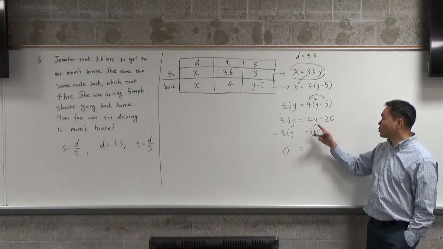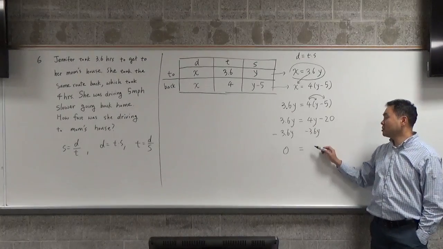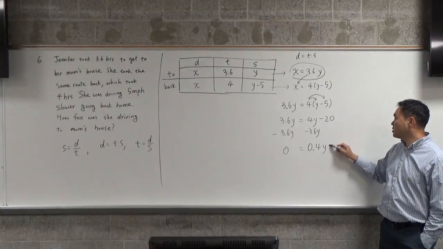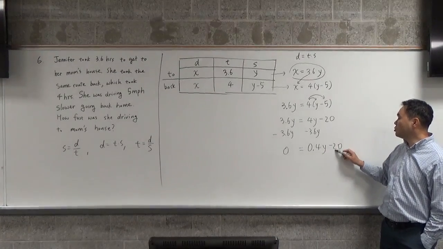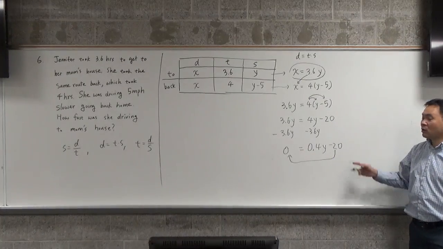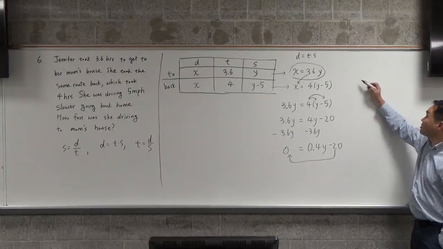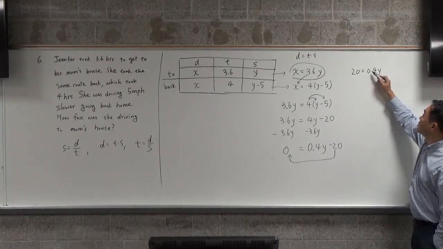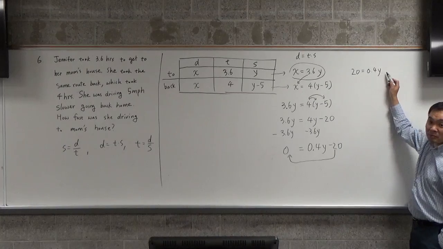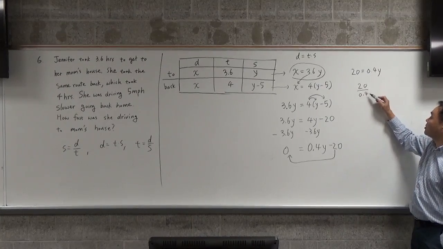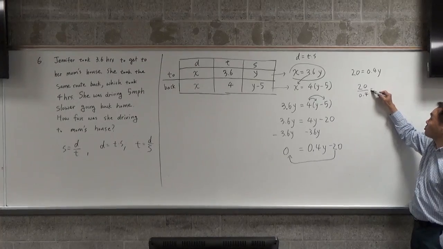The right side is, what's 4 minus 3.6? 0.4. And then minus 20. Move this 20 to the other side, or add 20 to both sides. Either way, you get 20 equals 0.4y, which means that you can divide by 0.4, right? So you have 20 over 0.4 equals y.